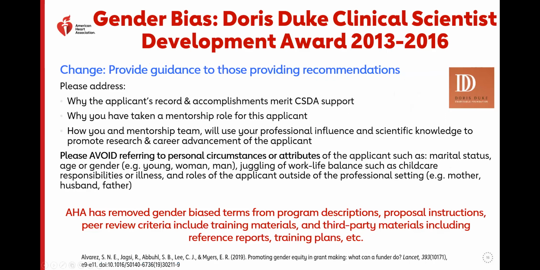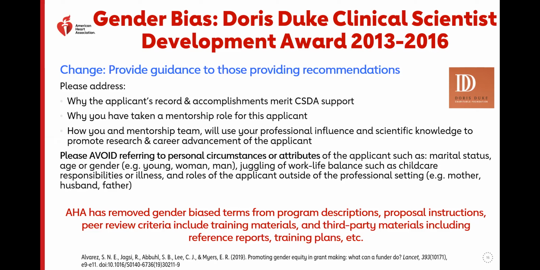After identifying the bias, the organization took a number of steps. They specifically decided to provide guidance to those providing recommendations. They encouraged them to please address why the applicant's record and accomplishment merited early career development support. They also were asked to detail the mentorship role they would take with this applicant, and how they and their mentorship team would use their professional influence and scientific knowledge to promote research and career advancement of the applicant.